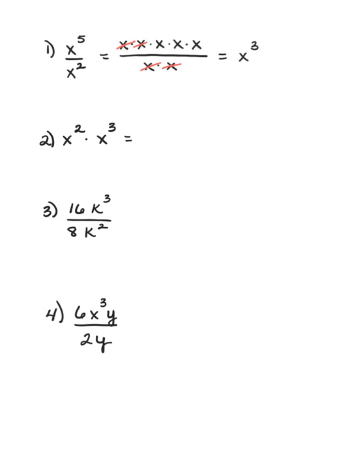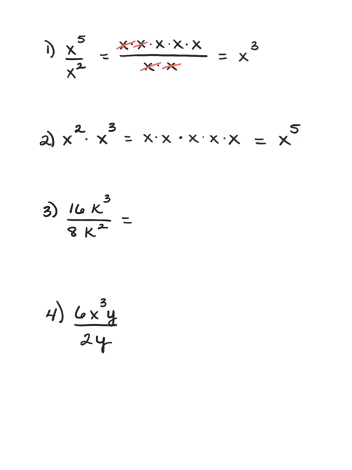For this problem, I'm simply going to expand x squared, x times x, and then multiply it by x cubed, x times x times x. Now I have 5 x's in a row. That simplifies to x to the 5th power.